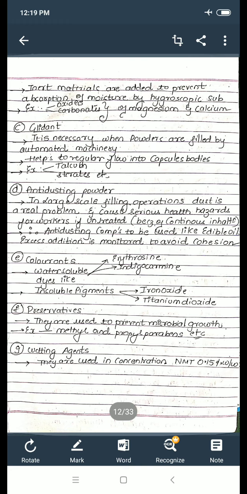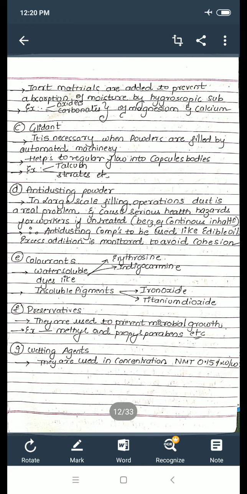Another excipient is anti-dusting powder. In large-scale filling operations, dust is a real problem, and it causes serious health hazards for workers if it is untreated. Because of continuous inhalation, it might cause serious health hazards. Therefore anti-dusting compounds like edible oils are to be used, and excess addition is monitored to avoid cohesion.